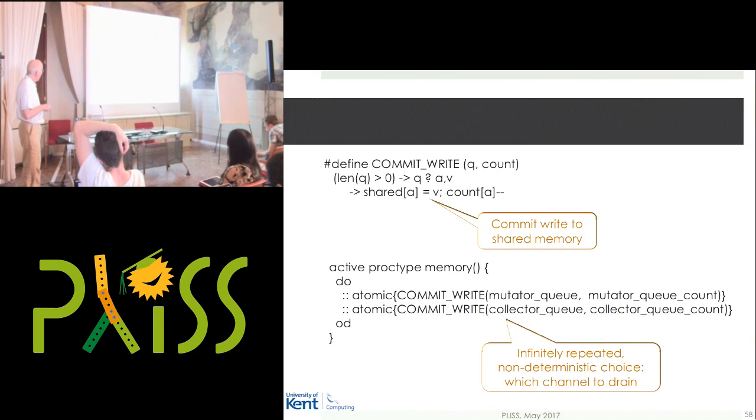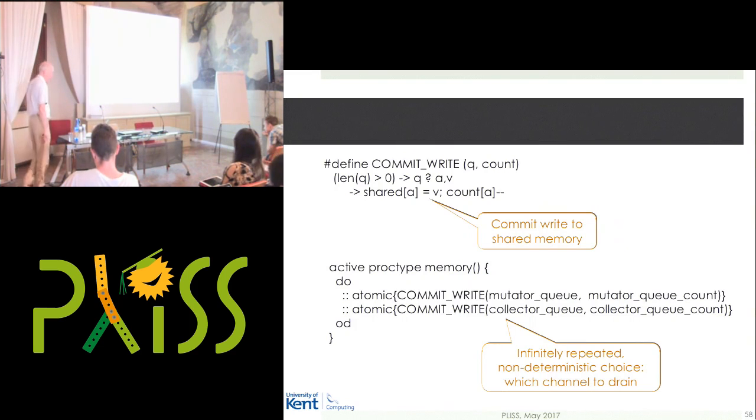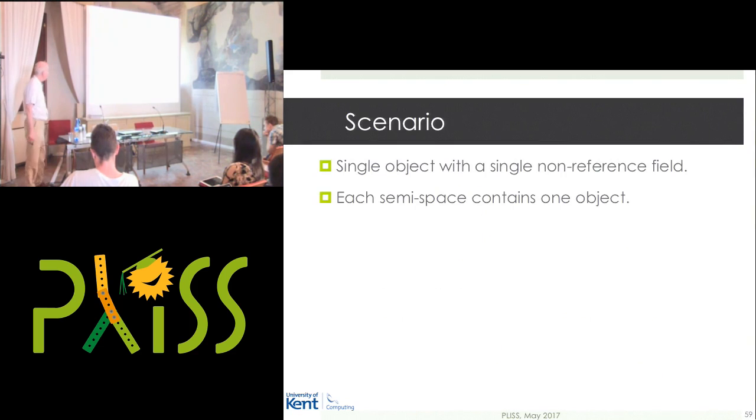Here's how our memory works. What this syntax in Promela means is: non-deterministically choose one of these actions, do it, and then loop around doing this endlessly. So non-deterministically, we choose whether to commit a write from the mutator queue or from the collector queue. It's an infinitely repeated non-deterministic choice of which channel to drain.